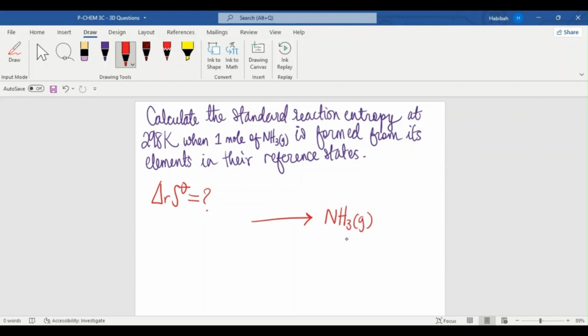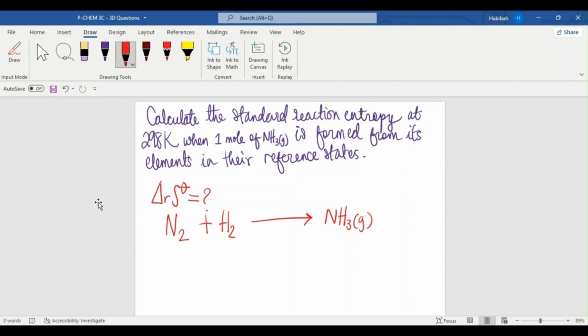So we see that ammonia gas, NH3, is comprised of 2 elements, and those 2 elements in their reference state are simply nitrogen gas plus hydrogen gas. That reaction is what is going to give you ammonia gas, which is what we're asked to solve. So this equation is what we're supposed to calculate the standard reaction entropy of. Now, I wanted to quickly mention that this equation is not balanced, and we have to balance it in order to start solving for the standard reaction entropy.